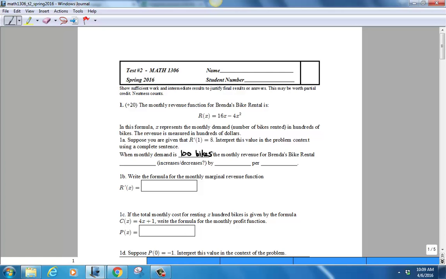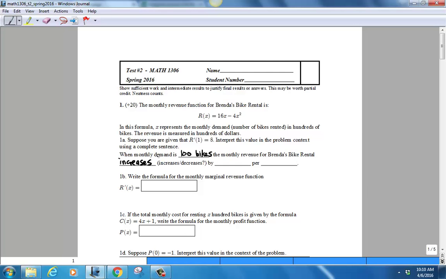The monthly revenue from Brenda's bike rental, and again, this is a rate of change because this is a marginal revenue. So it increases because that's a positive marginal revenue. 8 is a positive number. So in your interpretation, you're going to say that the revenue increases. And then here's always the tricky part: the rate at which the revenue is increasing.